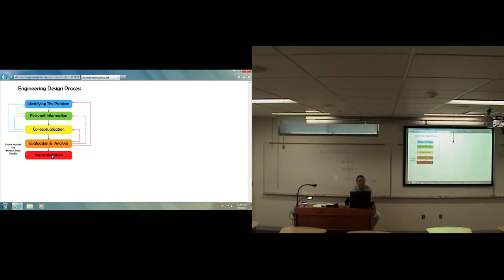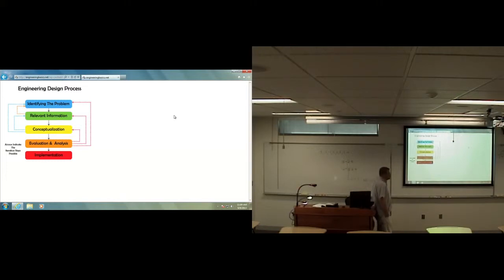Zoom some more. Okay, so here we have the engineering design process in 5 simple steps and a whole bunch of arrows. We start off with identifying the problem. With engineering, you're always going to be solving some kind of problem, some kind of need that needs to be filled, some kind of issue that needs to be resolved, some kind of function that needs to be accomplished, something that needs to be done. Whatever it is, you're going to be identifying the problem to start off with.